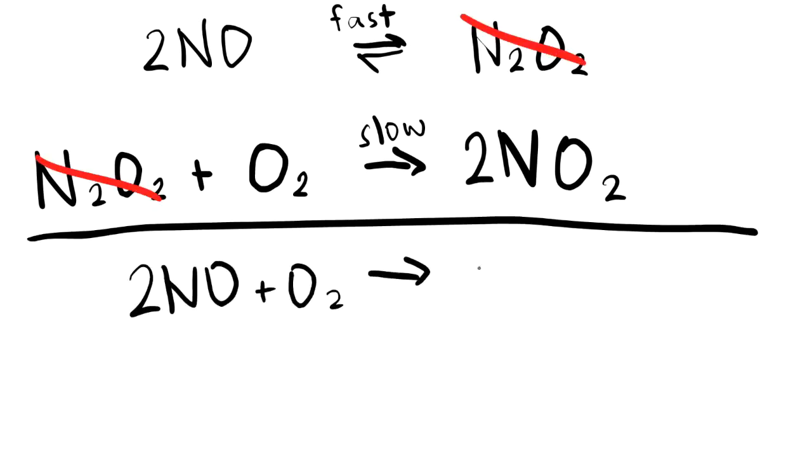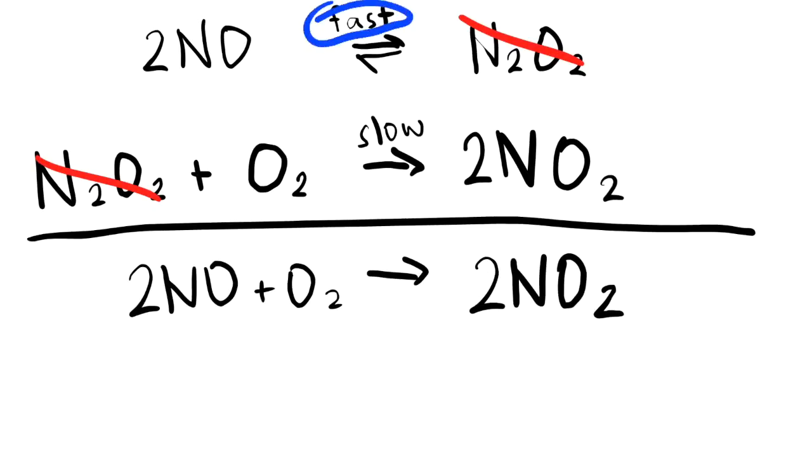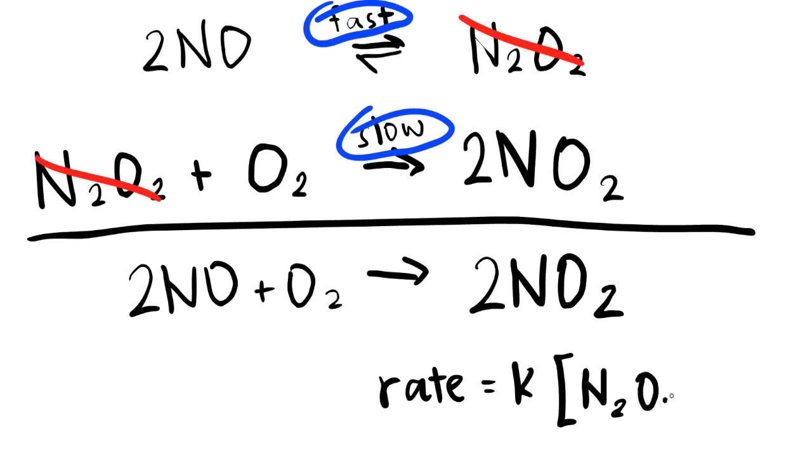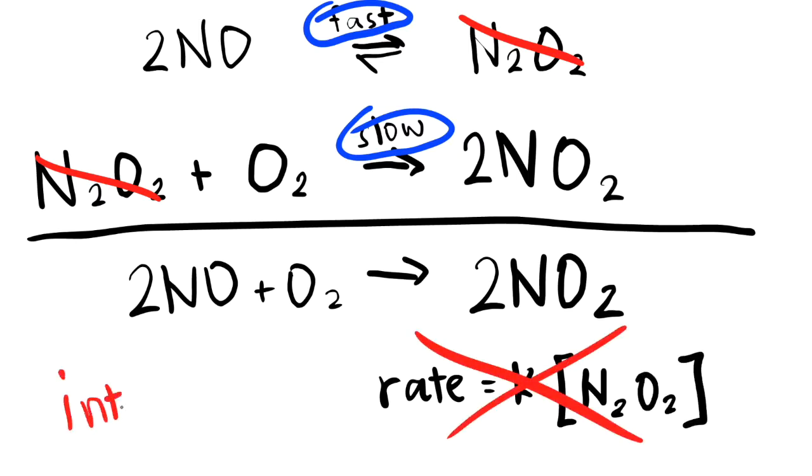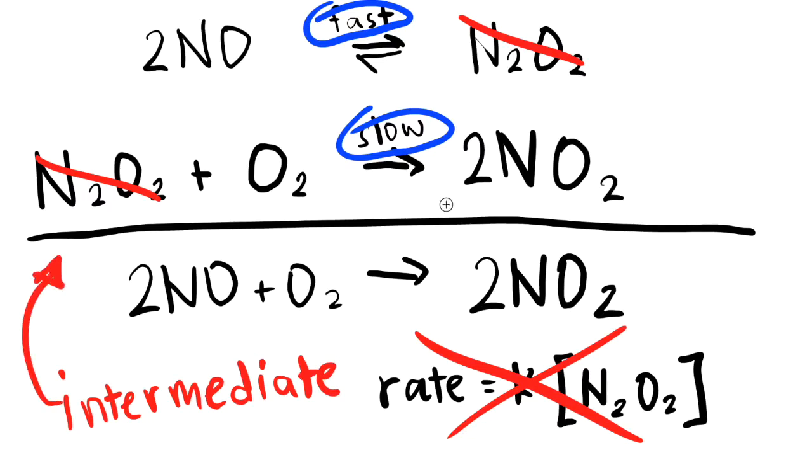Now, we cannot assume that the slower step rate law is the overall rate law expression. This is because an intermediate, N2O2, is present within the rate law expression. But we know that it shouldn't be present because intermediates aren't present in the overall reaction.